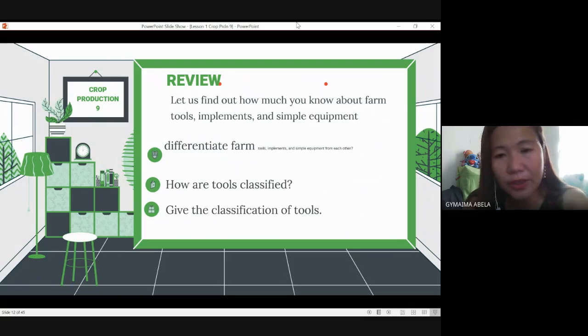The second question is, how are tools classified? How do we classify those tools? Exactly. Tools are classified based on their functions and uses. So there are different classifications of tools. For the third question, give the classification of tools. We have the cutting tools, the harvesting tools, the planting tools, and also the weighing tools and the driving tools.